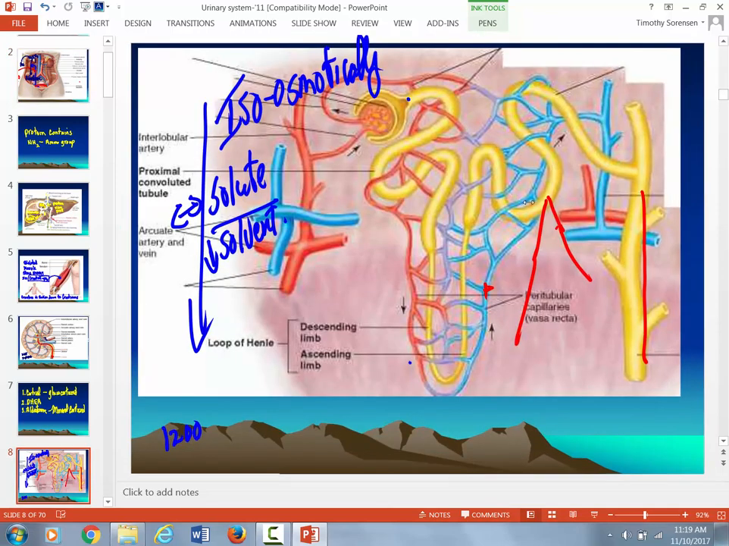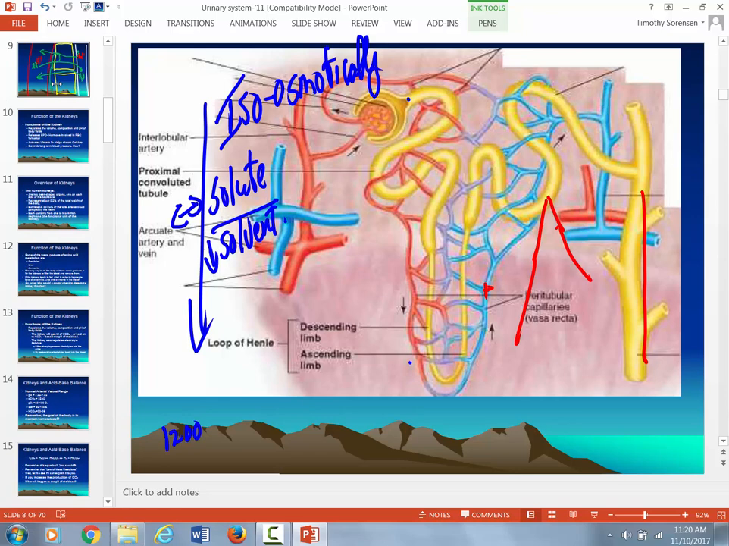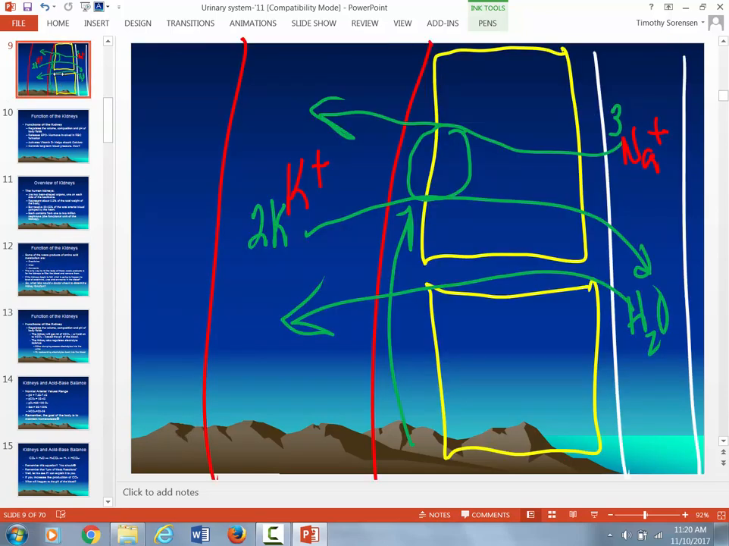Aldosterone affects the cells of the distal convoluted tubules. What's in the distal convoluted tubules, peeps? You have cells, and embedded in those cells is our buddy, our pal, the only thing that's on there: the sodium-potassium pump. You better write this down.